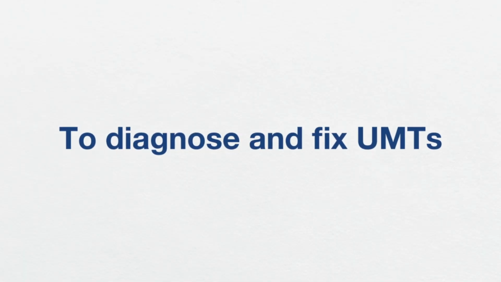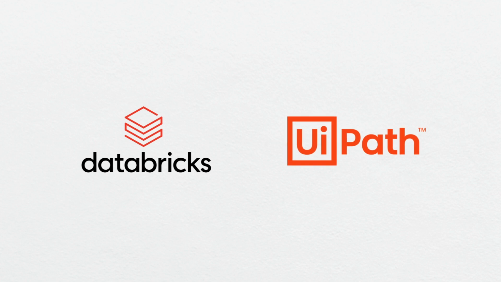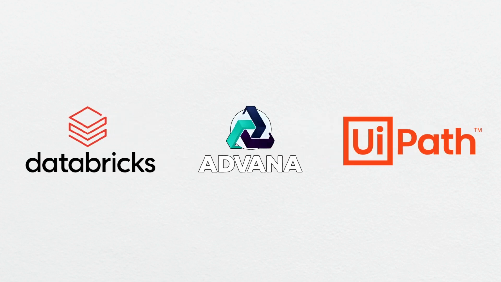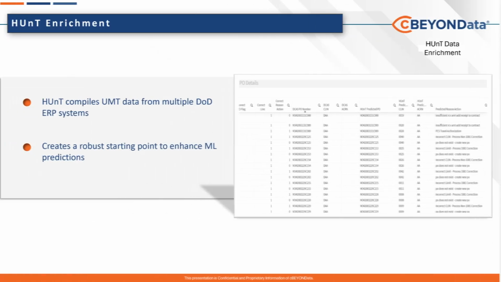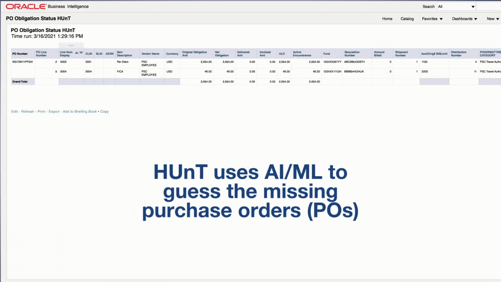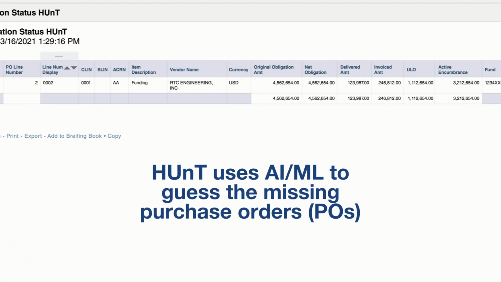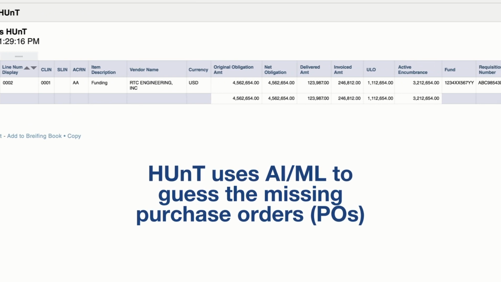In order to diagnose and fix UMTs, HUnT utilizes ML and robotic process automation. HUnT is deployed on Advana, which is housed in a secure DoD cloud environment. HUnT collects data from multiple DoD enterprise resource planning, or ERP systems, and combines them together to create a baseline of information for each UMT. Next, it uses an ML model to guess the missing purchase order, PO number, from each UMT, which provides a high-level identification of the transaction.